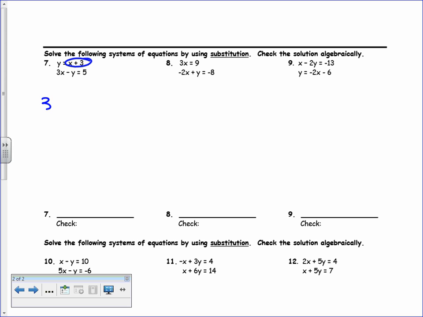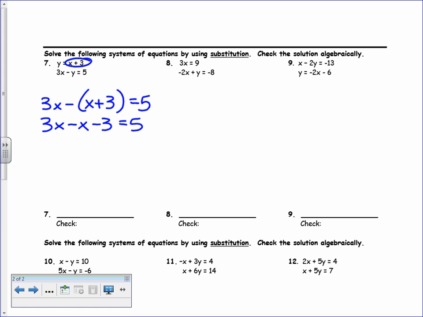So it's going to be 3x minus (x plus 3) equals 5. Okay? Now, why did I put that x plus 3 in parentheses? All right, that's the entire value of y. And with that negative sign there, I need to rewrite this as 3x minus x minus 3 equals 5.